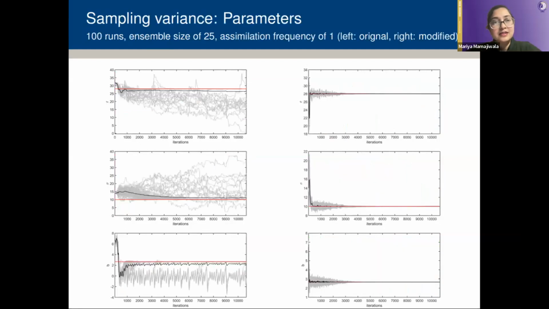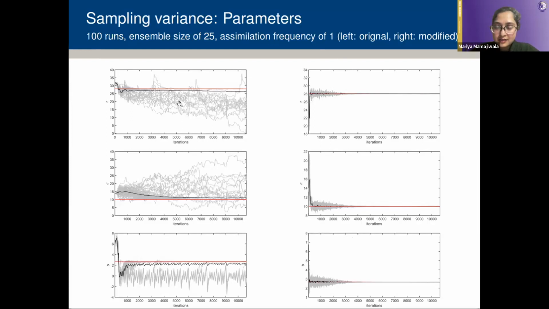So the next study I did was for sampling variance, which means running the same algorithm over and over. This is done 100 times, the same problem that I showed earlier. The same problem is repeated, the algorithms are repeated 100 times for an ensemble size of 25 with an assimilation frequency of 1. And these are only the parameters, because that's what we are mainly interested in. So the left side is the original, which is the Brownian motion. And on the right, we have the modified parameter dynamics.